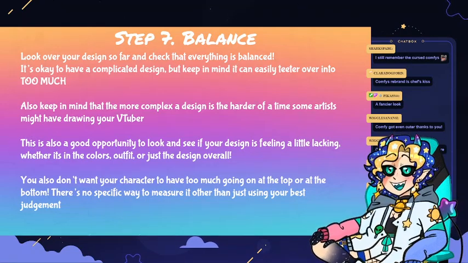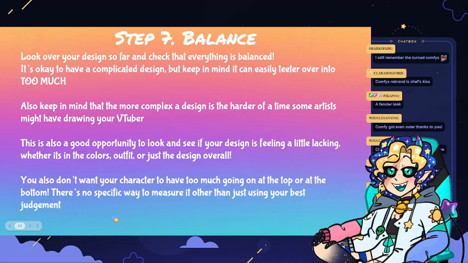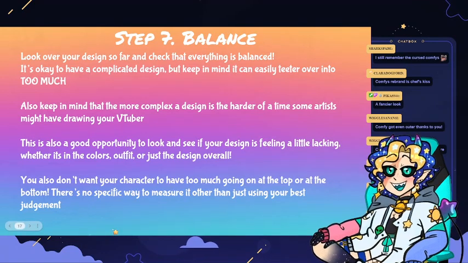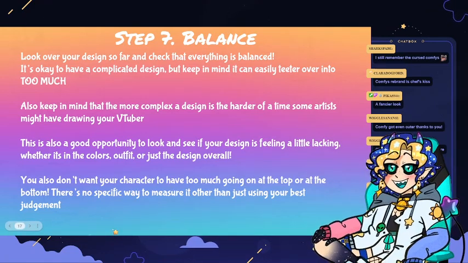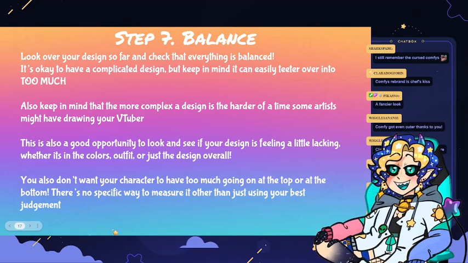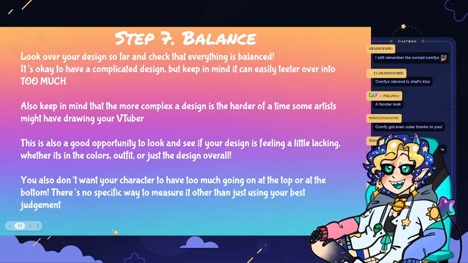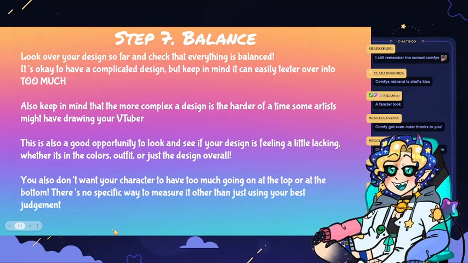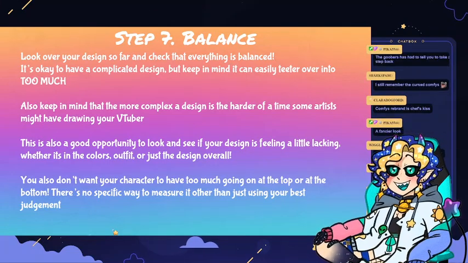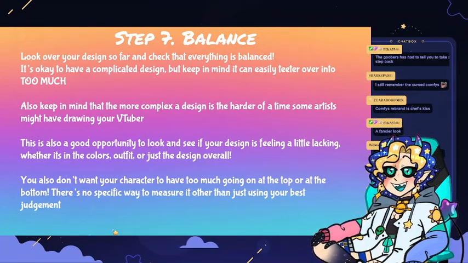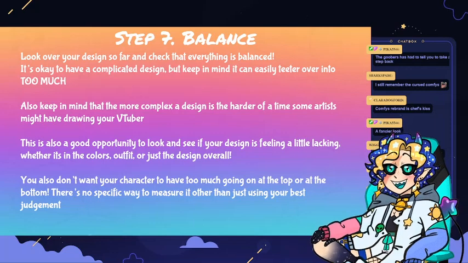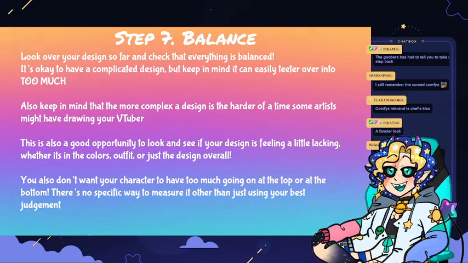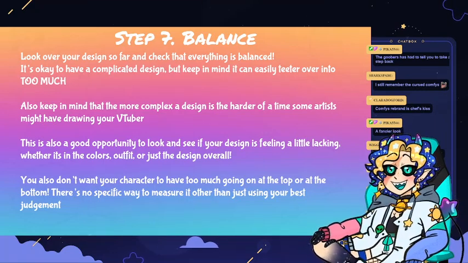You don't want the character going on too much at the top or the bottom. This is also an important balance. I know I said that the upper level of your VTuber is the most important thing, so that's where you want to focus most on recognizing your model. That doesn't mean that you can't have super cool stuff on the legs or a tail. That is not what I'm saying.